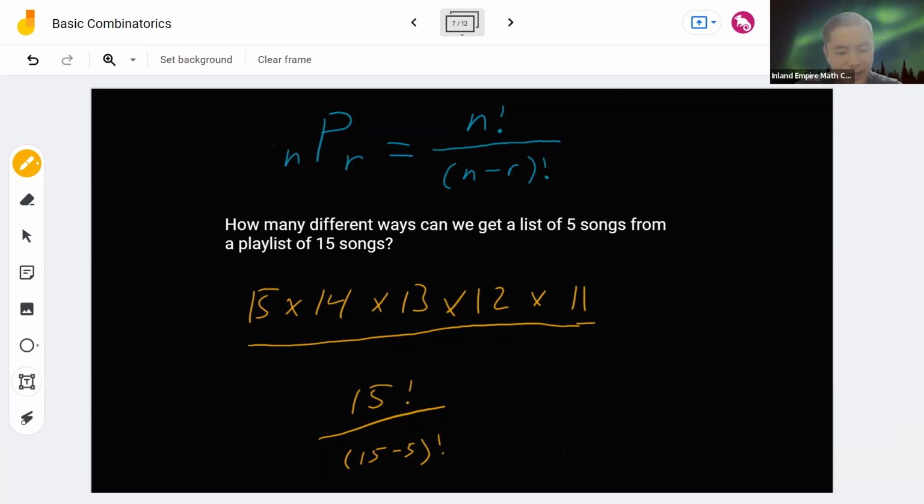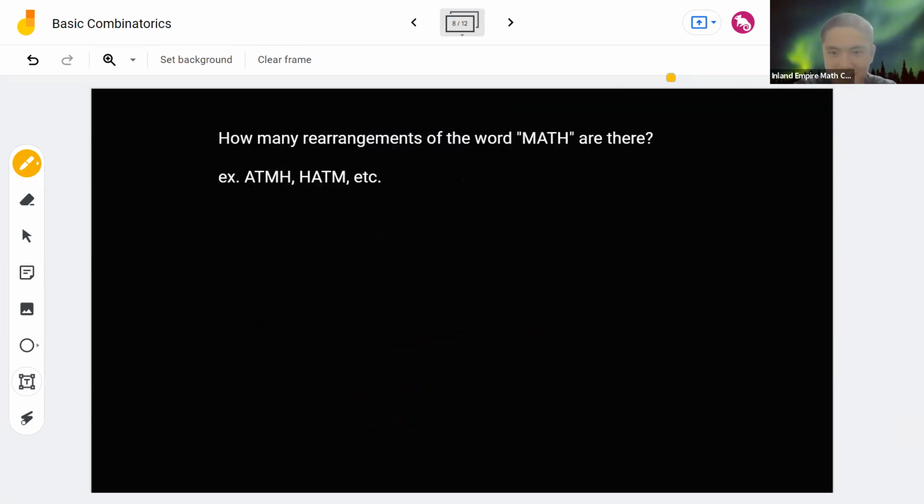All right, I think we get this. Let's move on to the math example, which will transition into the burger example. All right, how many rearrangements of the word math are there? For example, ATMH is a rearrangement. HATM is a rearrangement. So how many rearrangements of the word math are there?